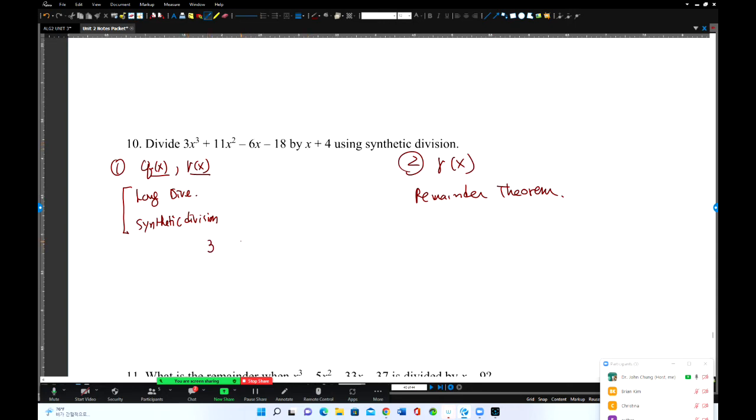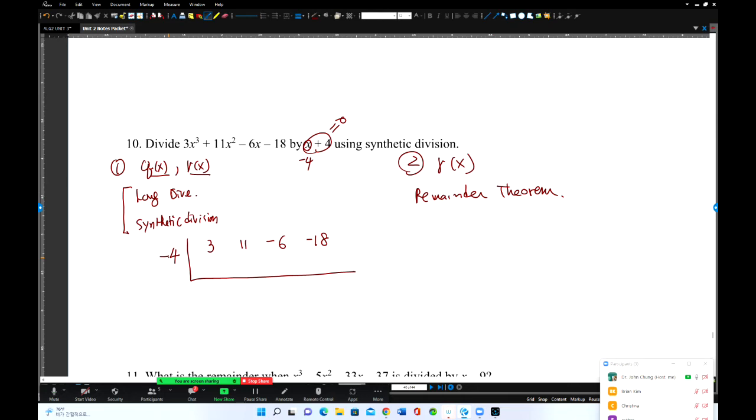The next, x squared, is 11. X is negative 6. The constant is negative 18. Make the upside down division over here. To make a 0 over here, the value of x is negative 4. That's our starting position.